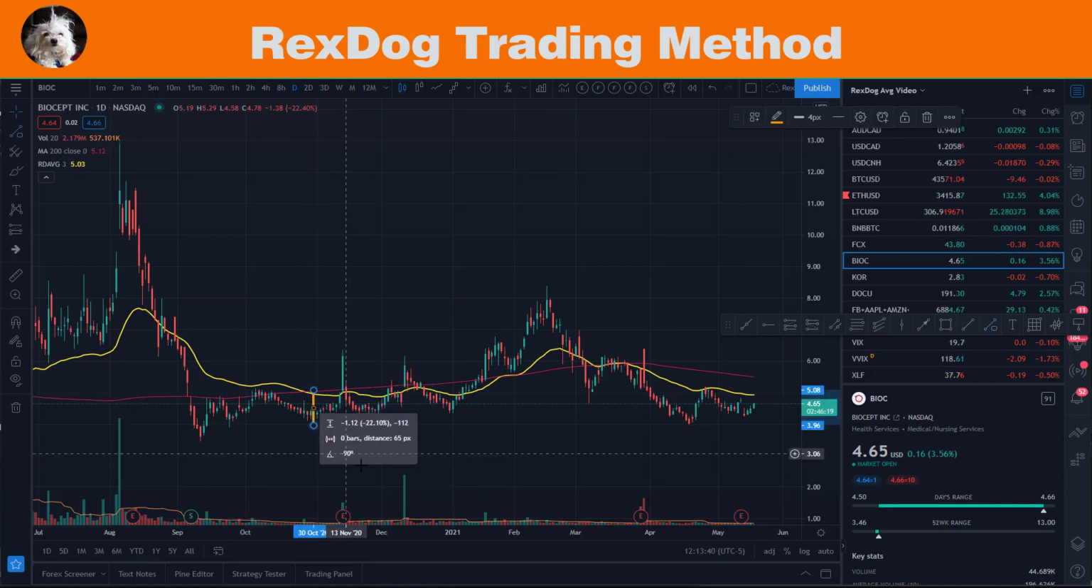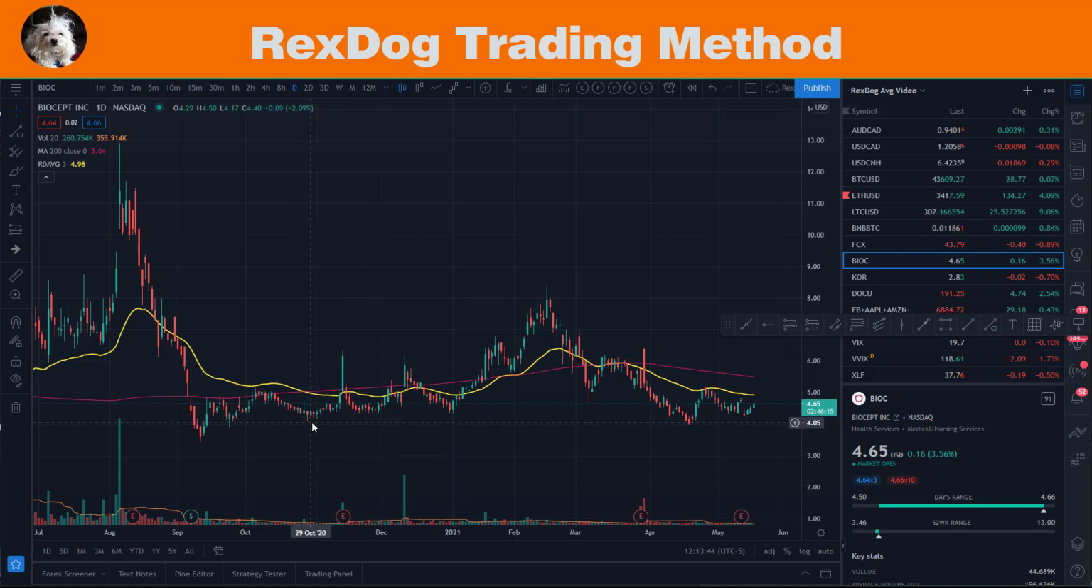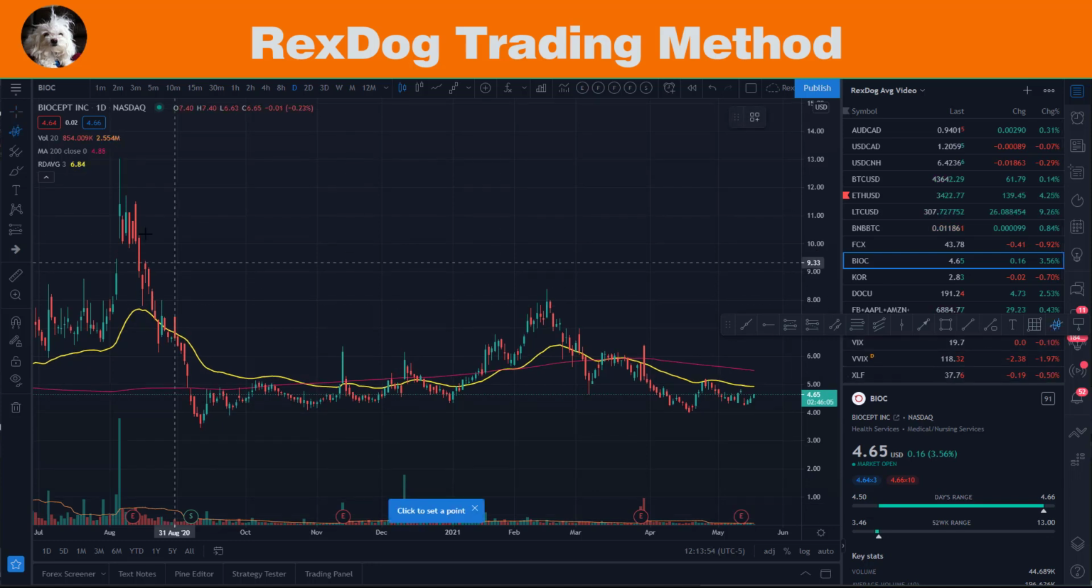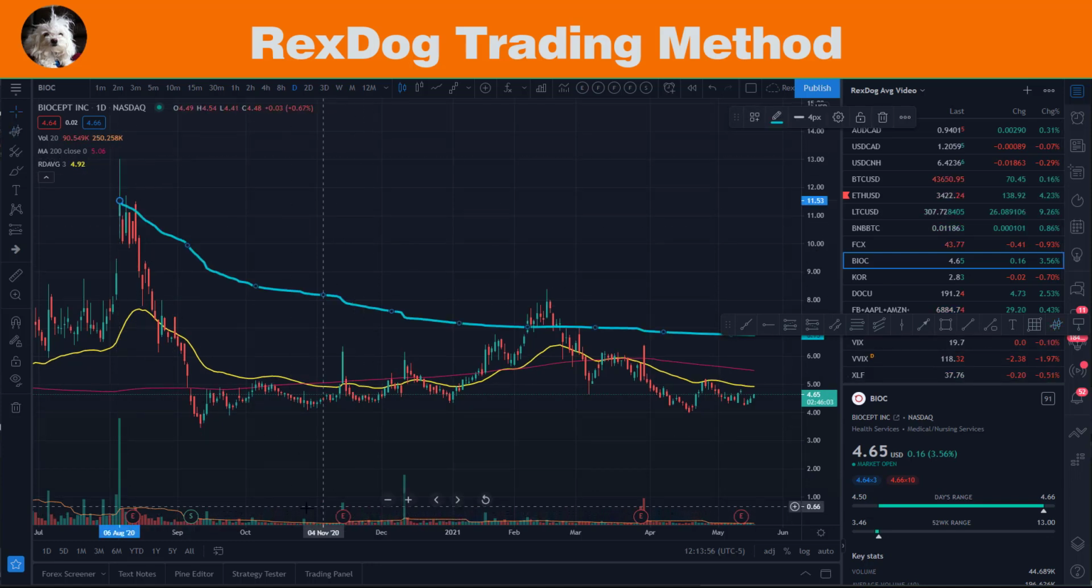Every time it comes down to about 18 to 20% below the RexDog average, I start buying positions. And I just wait, and I just wait, and I just wait. And what I do, this is a simple trade. I go and do an anchored VWAP from the high, the previous high. I do maybe the previous high.